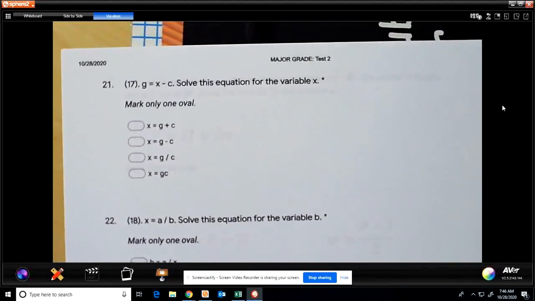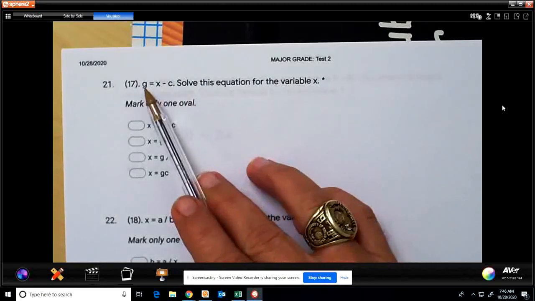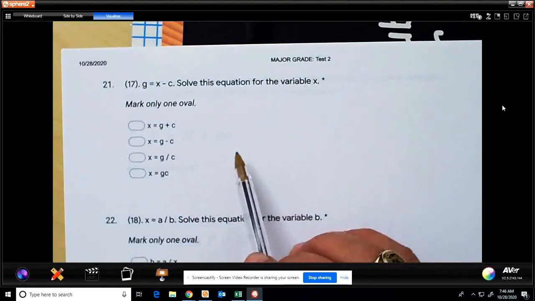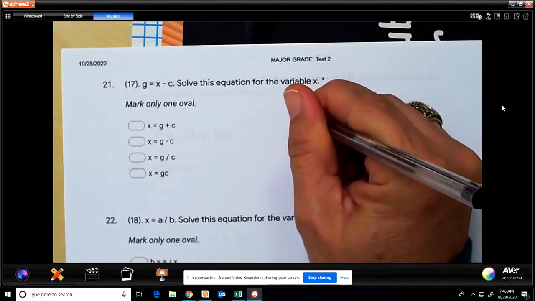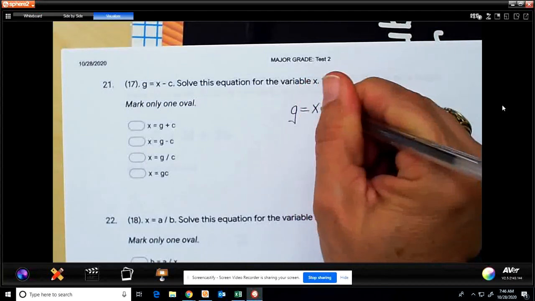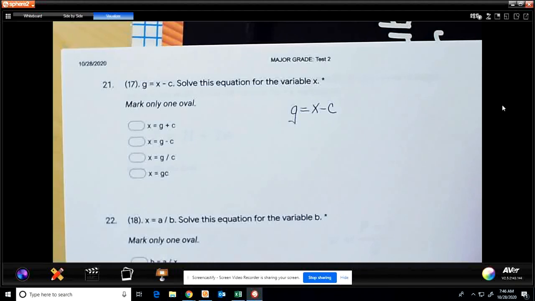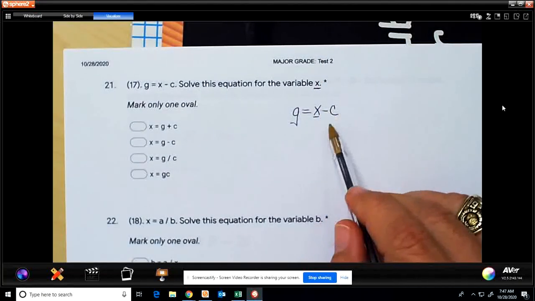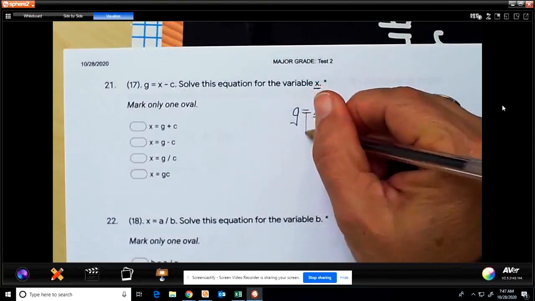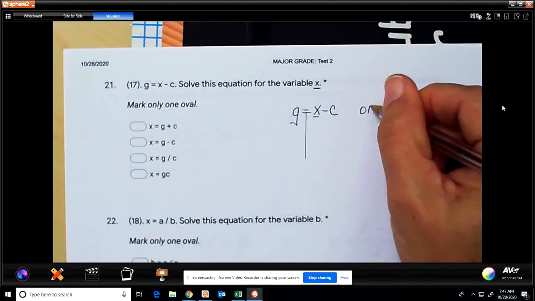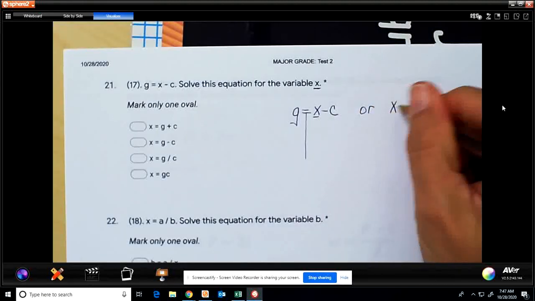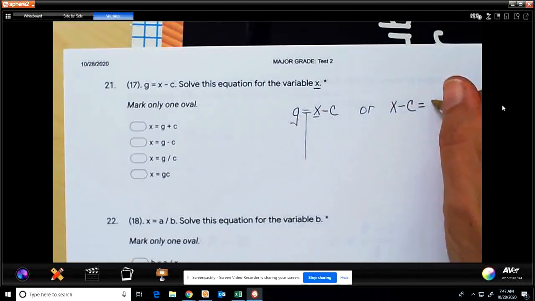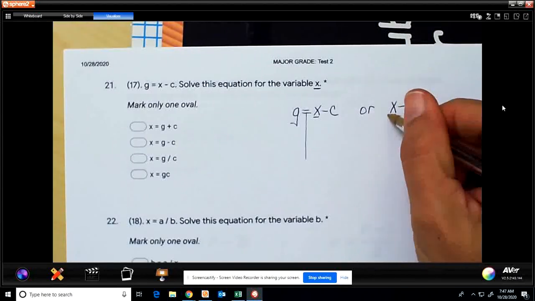Next question, number 21. It says G equals X minus C. Solve this equation for the variable X. So I'm going to rewrite this as G equals X minus C. And we're solving for X, so I'd underline that and get rid of everything that's beside it. You could rewrite this as X minus C equals G, just taking this equals and putting it over here. And I want to keep X by itself.